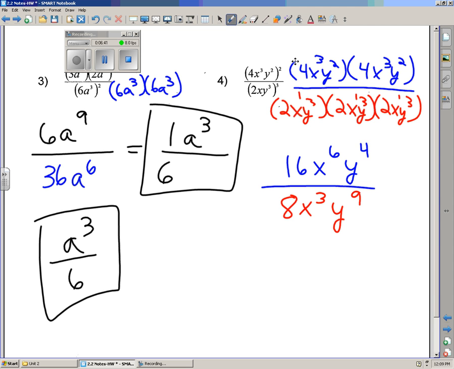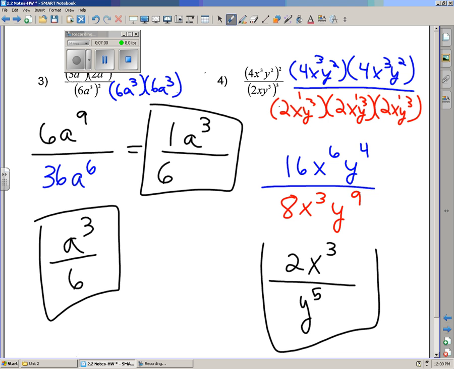You need to simplify this. 16 over 8 simplifies to 2 wholes. So I'm going to give myself a fraction just in case. I've got 2 over 1, the one I'm not including. There are more x's on top. That's where they stay by 3. There are more y's on the bottom. That's where they stay by 5. And that should be enough to get you through your homework. Okay, see ya.